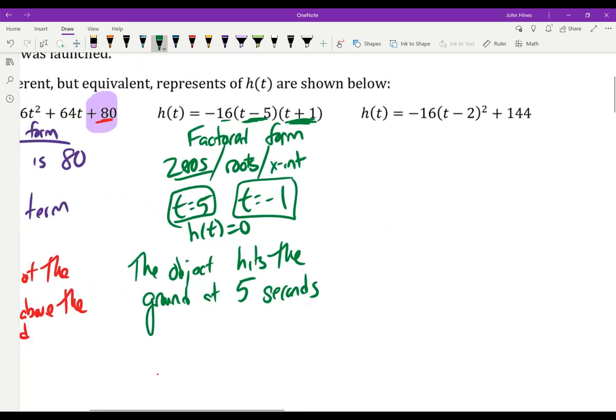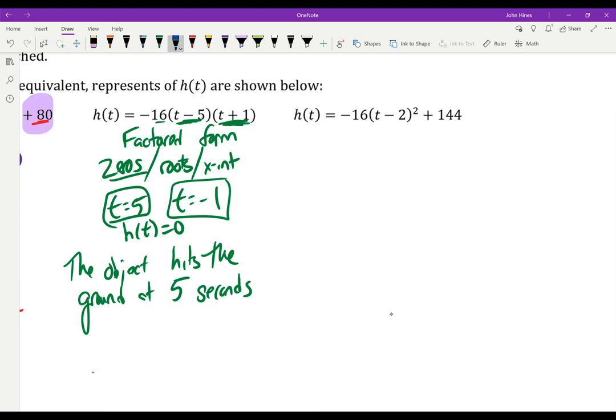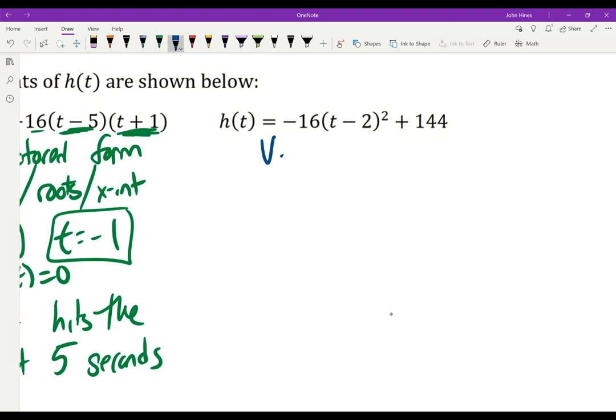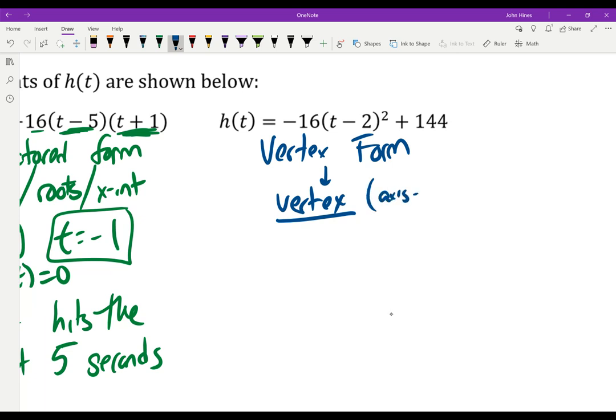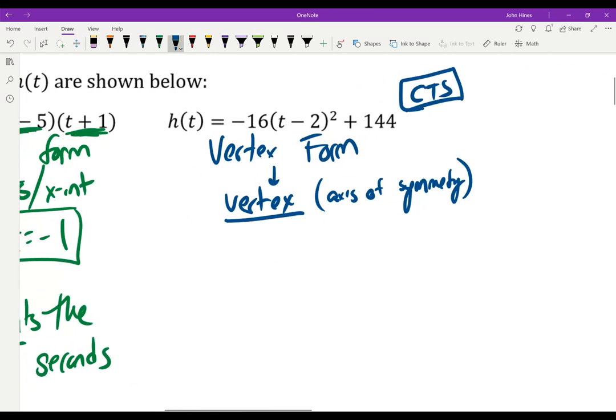And then finally, the last form, which we learned about last week. If I go from standard form and I complete the square, I get vertex form. Why do we call it vertex form? Well, vertex form tells us the vertex. That shouldn't be shocking. We also get the axis of symmetry, which is hidden in vertex form. How do we get here? We complete the square of standard form to get to vertex form.